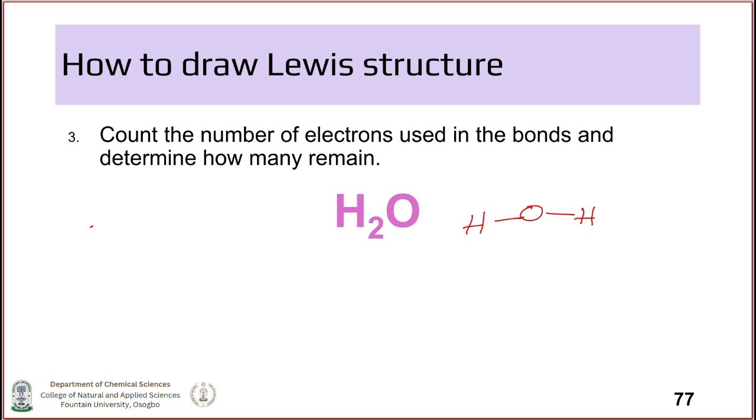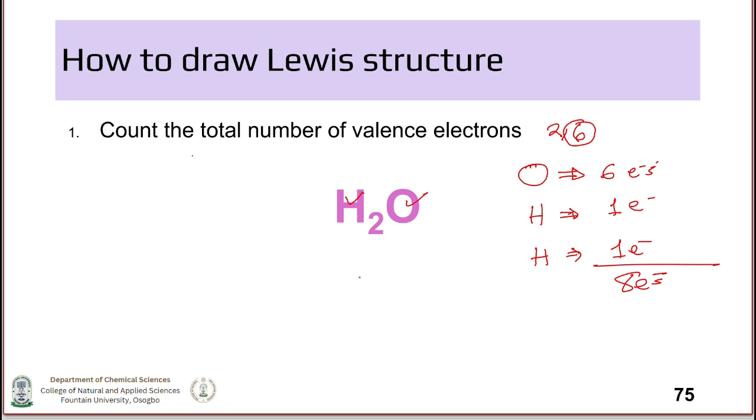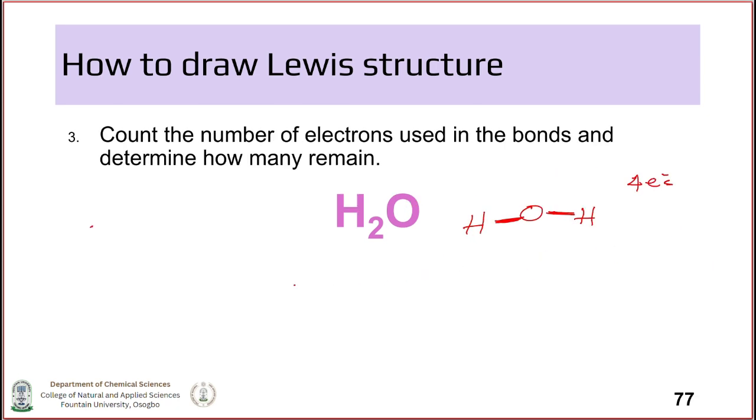So how many electrons do we use in the bonds here? Remember, we use single bonds. We have 2 single bonds here. This is one single bond, and there is another single bond. And I told you that a single bond uses 2 electrons. So there are 4 electrons used. And remember, the total number of electrons needed for these bonds is 8. So 4 are used out of 8 electrons, and we have 4 electrons left.